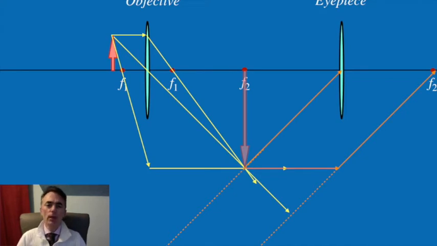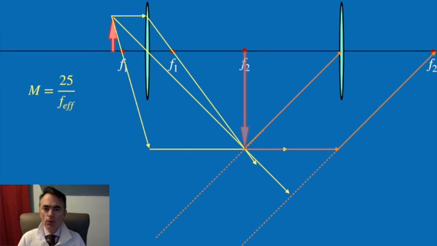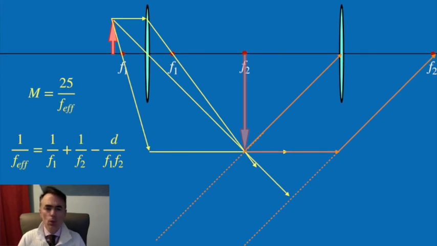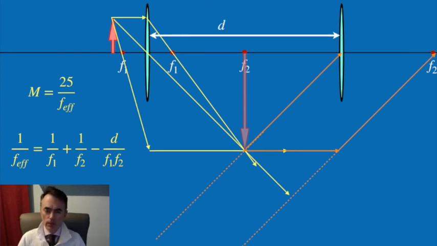To calculate the magnification of the microscope, we use the same definition as with the magnifying lens. The angular magnification for an object viewed at infinity being m equal to 25 over f effective, where this f effective is the effective focal length of the instrument, that is, the combination of objective and eyepiece. This effective focal distance is given by 1 over f effective equals 1 over f of the objective plus 1 over f of the eyepiece minus d over f of the objective times f of the eyepiece. This d is the distance between the lenses. We will derive this equation later in the course.